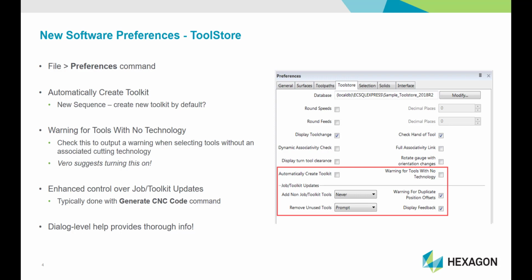We also want to point out the warning for tools with new technology, and we do suggest that that's turned on. But to take a moment to explain technology, that refers to a database function where the database is able to store the materials that you work with and the cutting tool grades and then assign relationships.